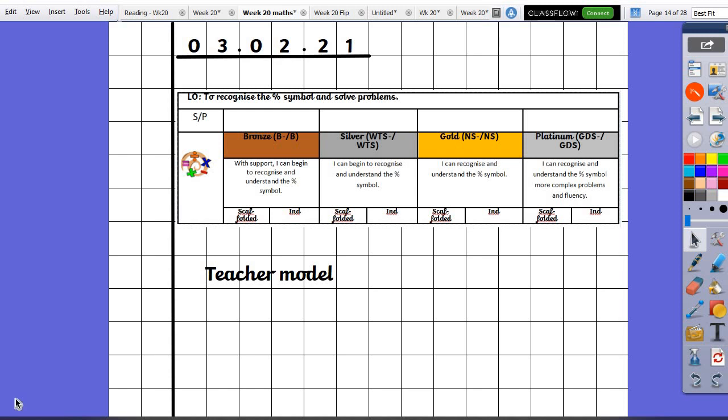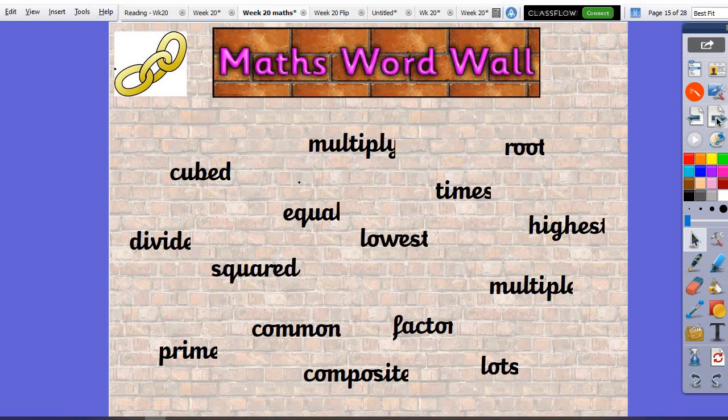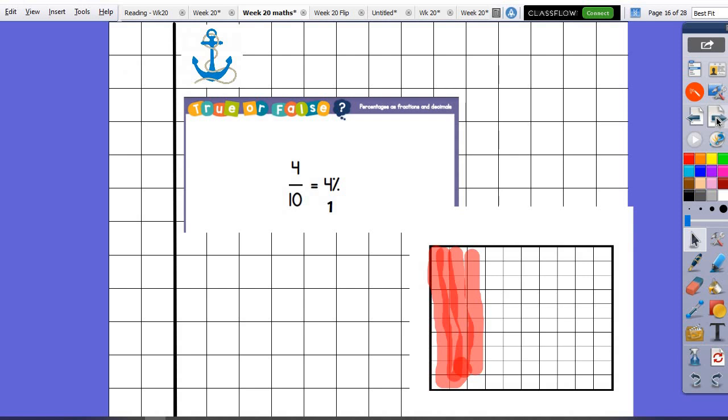Good morning, Year 5. So today we're continuing with our percentages and solving problems. We are using our visuals to really help us. So our first one is here.